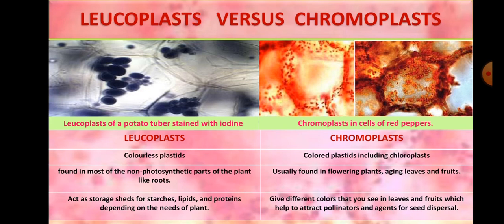Function of the leucoplast is that they act as storage sheds for starch, lipid, protein, all the content that the cell produces and needs to store for the long term, which are put in roots and underground stems. So they are stored in the leucoplasts. And in the case of chromoplast, as you know, the flowers are colored to attract insects, pollinating agents. And fruits are colored so that they attract animals or organisms for seed dispersal. So chromoplasts are actually helping in attracting pollinators and agents for seed dispersal.